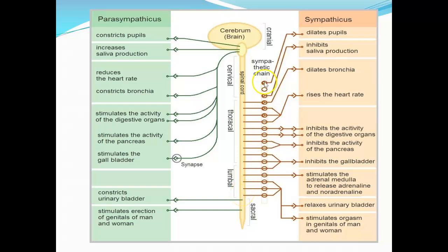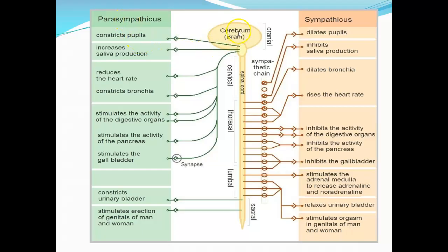Sympathetic nervous system has short preganglionic fibers, and that is because these fibers synapse with ganglia that are located close to the spinal cord, as shown here in the sympathetic chain. In the sympathetic nervous system, the postganglionic fibers are long because they extend from these sympathetic ganglia located close to the spinal cord all the way to the target tissue.